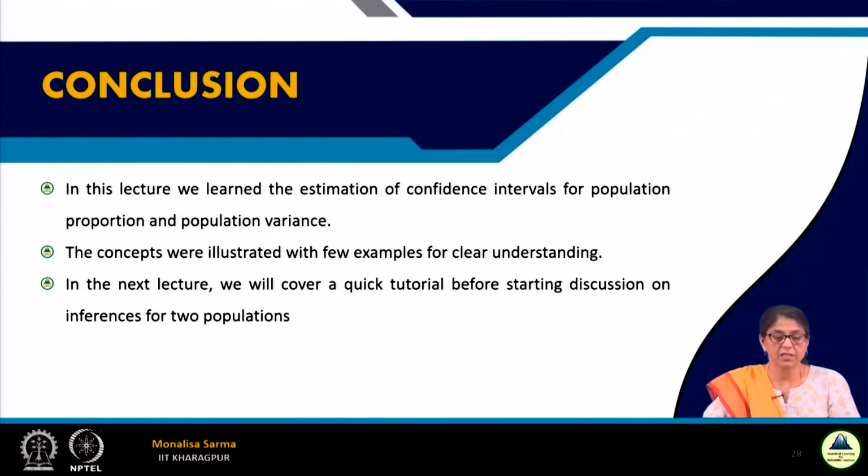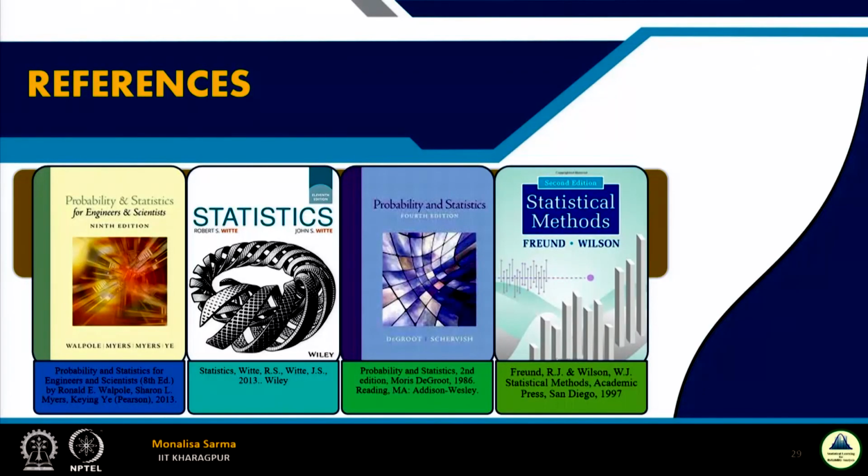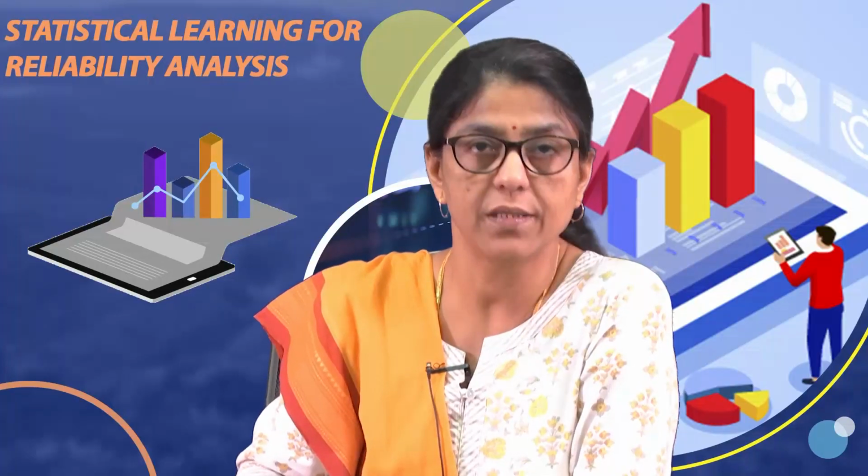So that's all in this class. We have learned the estimation of confidence interval for population proportion and population variance. I have tried to illustrate the concept with some examples, and in the next lecture we will cover a quick tutorial before starting the discussion on inferences for two populations. So these are the references. Thank you.